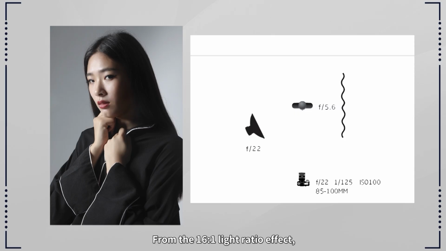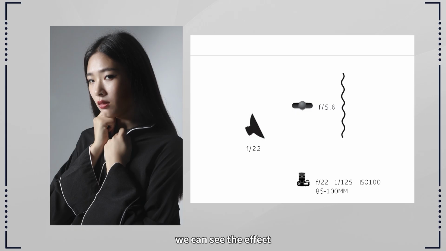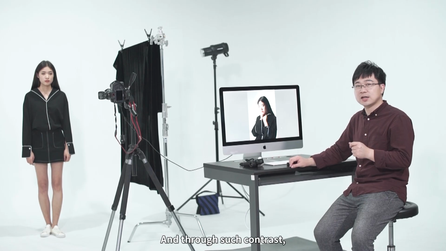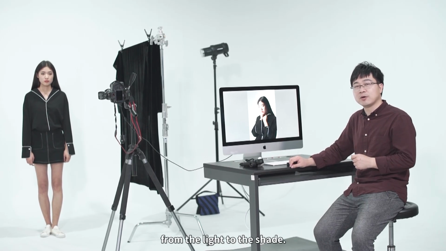From the 16:1 light ratio effect, we can clearly see that the right half of her face is completely in the shade. Through a contrast between extreme light and extreme shade, we can see the effect of the 16:1 light ratio. It is true that we don't use the 16:1 ratio quite often in our daily shooting, but it does bring us a huge contrast. And through such contrast, we can see a different transition from the light to the shade.